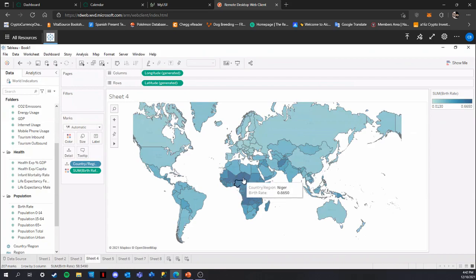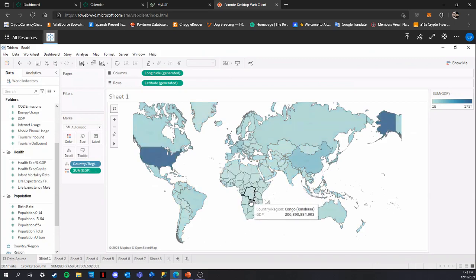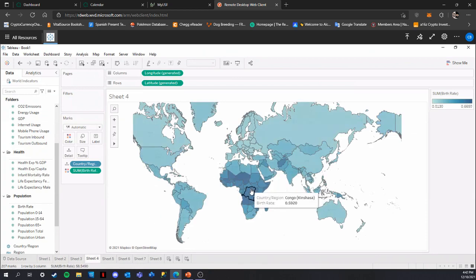If I go to sheet 4, this is birth rate. You can see the actually countries with the lowest GDPs here in Africa. You can see some of these not even cracking a trillion. And you can see they have the highest birth rate, which tells us that the more money a country has, the less likely their women are to give birth.